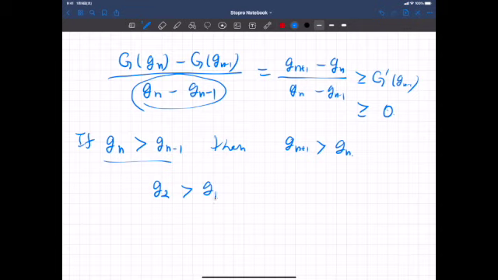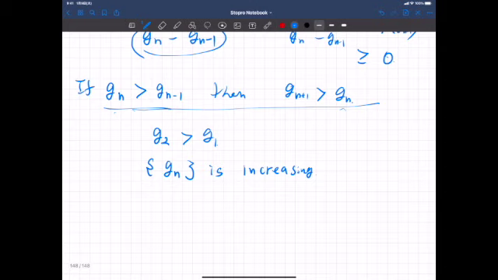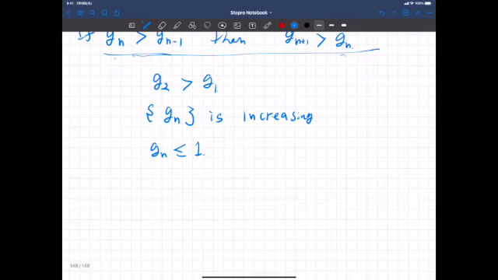So if we continue this logic, this inference for g_3 and g_4 and so on, we see that this sequence of g_n's is an increasing sequence. Is it non-decreasing? It's increasing. And also, this is bounded, because this is a probability, so it is always less than or equal to 1. So from calculus, you should know that an increasing, bounded sequence always converges.